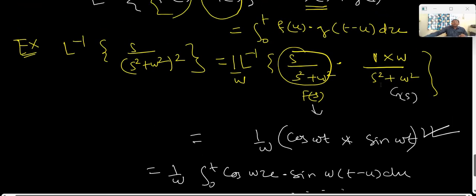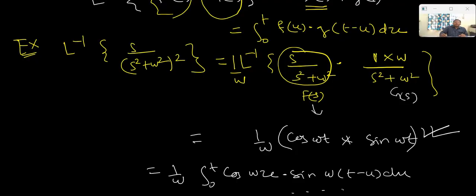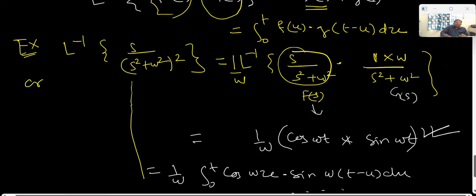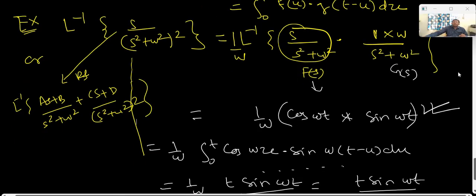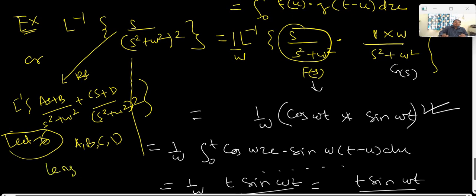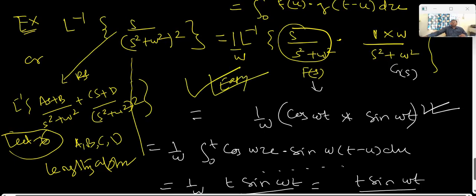Now if you think of the earlier technique, alternatively, how to solve it? You apply partial fractions. It will give you L inverse of (as plus b) by (s square plus omega square) plus (cs plus d) by (s square plus omega square) whole square, right? And we have discussed it in our previous lecture 5 and lecture 6, how to find a, b, c, d, the partial fraction technique. But it will be a lengthy approach. So this convolution is an easy approach to overcome this, right?